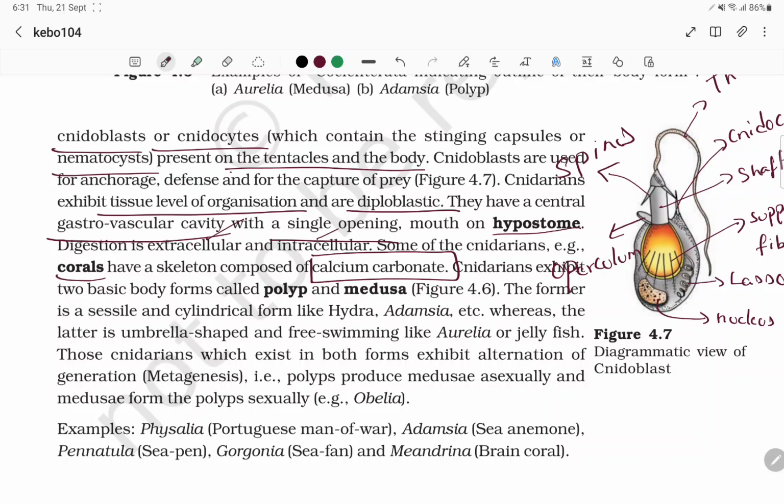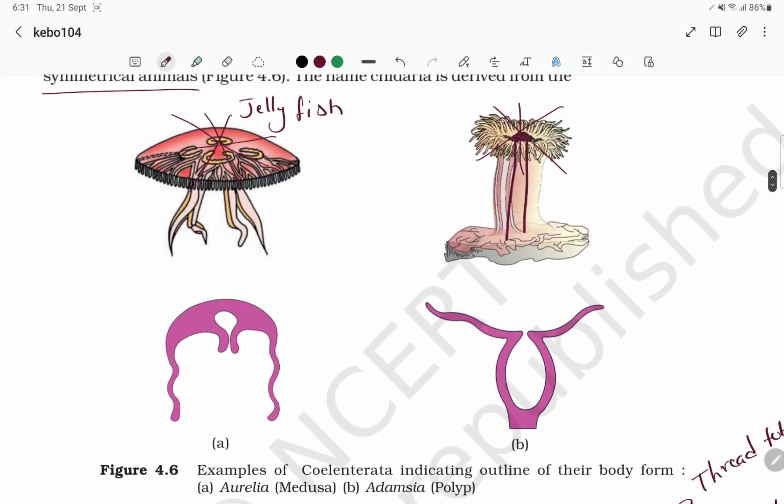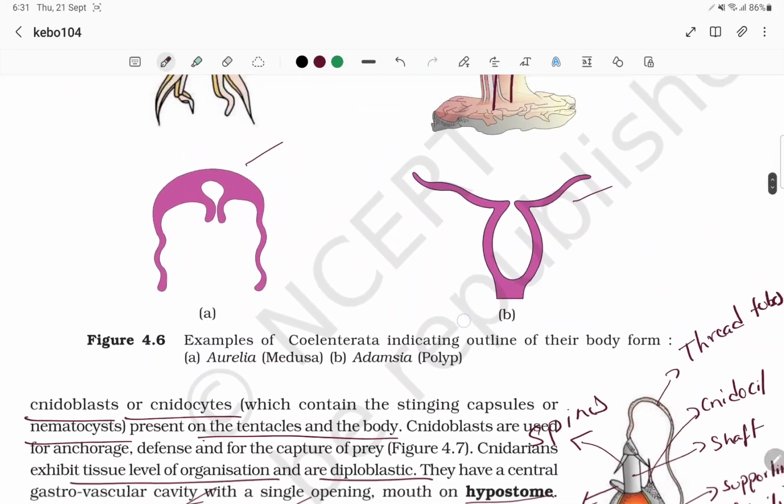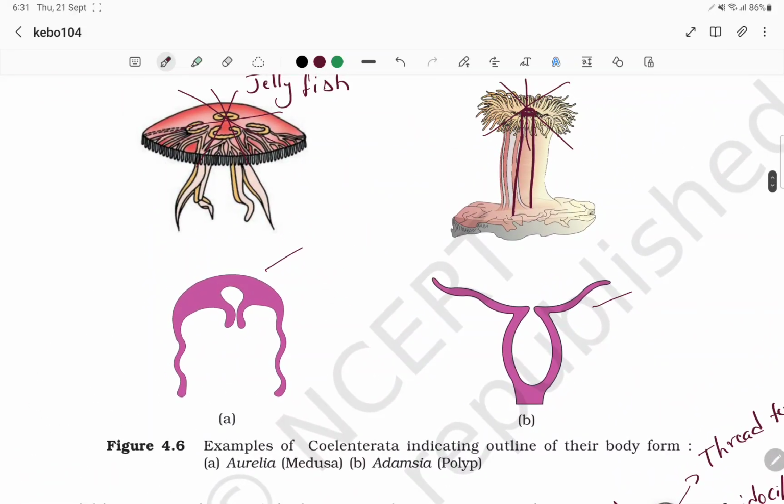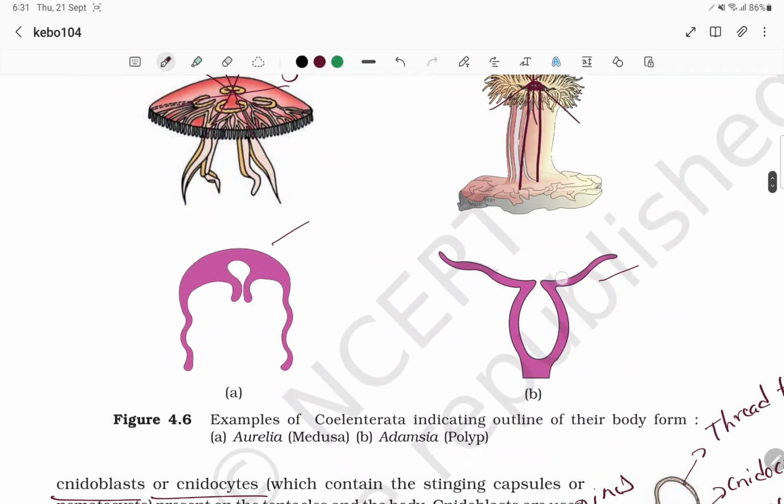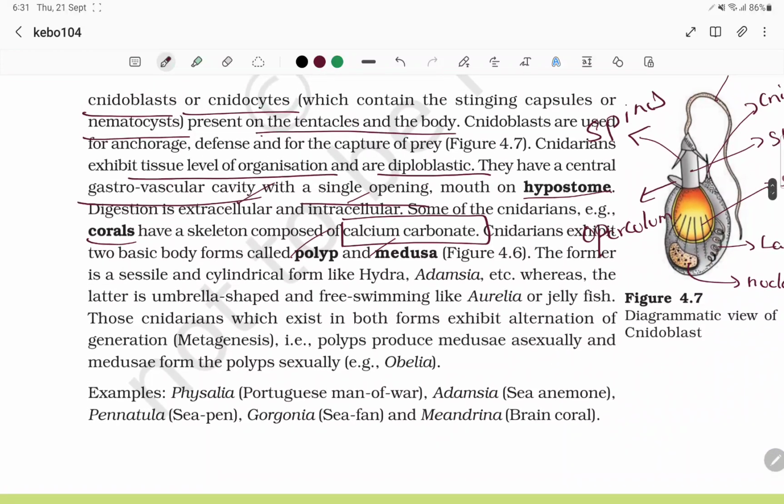Cnidarians exhibit two basic body forms. One is polyp and the other one is medusa. Here, this is the medusa form, the umbrella form, and this is the polyp form. The umbrella form you will see in the jellyfish, and the polyp form you will see in sea anemone. The polyp will be sessile in nature and cylindrical in Hydra. But in Adamsia, it is polyp in shape.